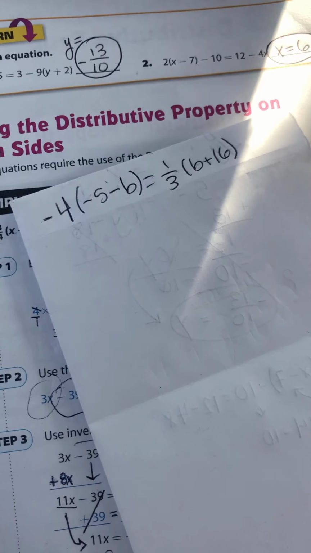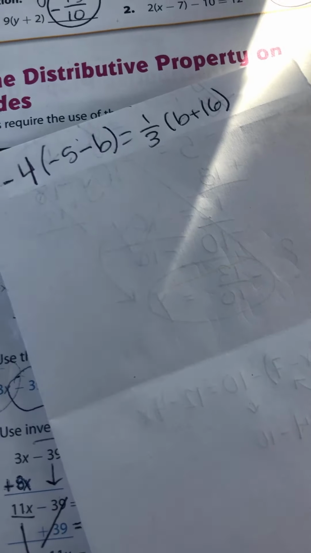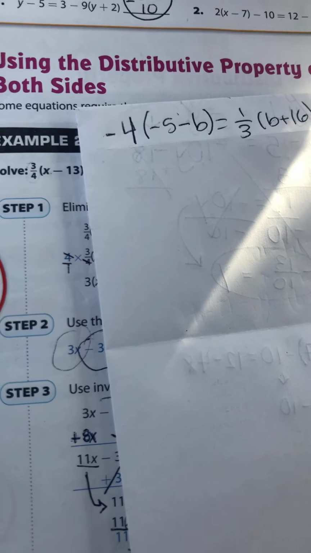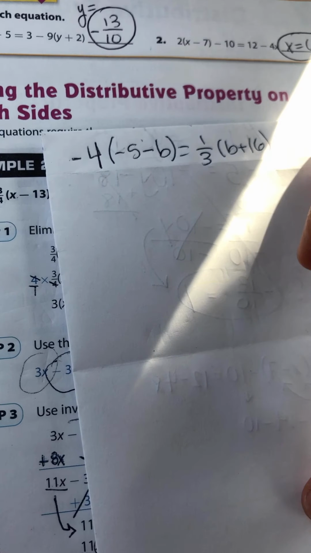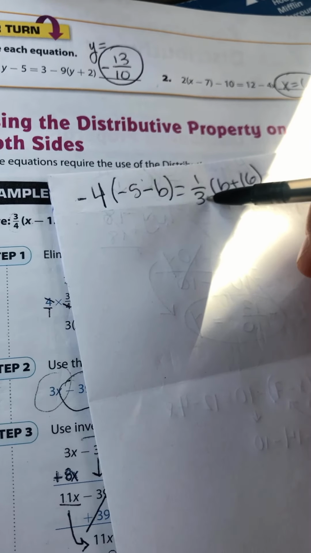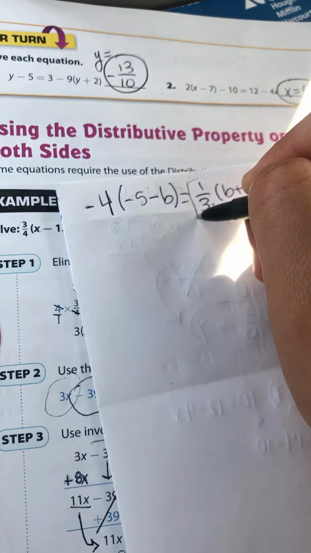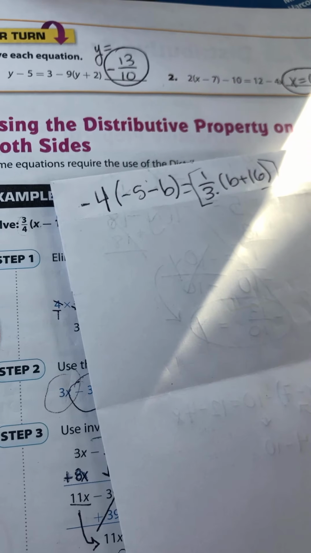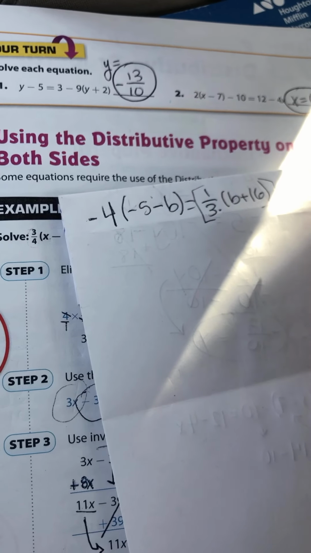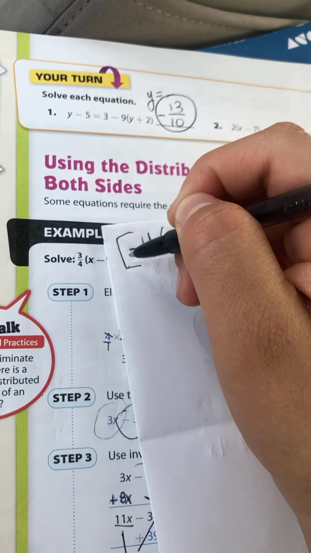Okay guys, so this is going to be on page 212, 7.3, number 3. So we are seeing that we have a fraction and we need to eliminate it. And the best way to eliminate it is by multiplying the entire thing by the denominator, which is going to be 3 over 1. And that will be to everything.